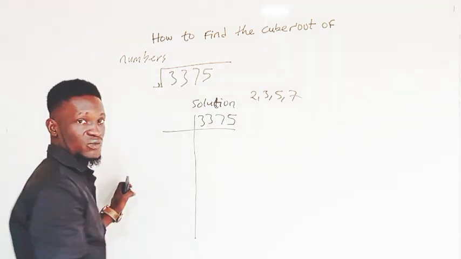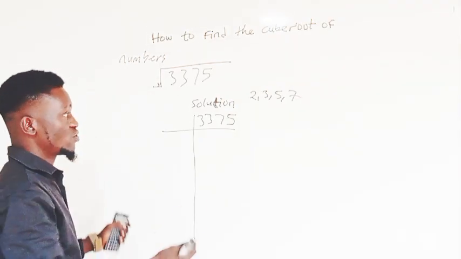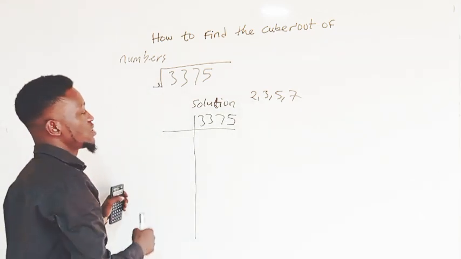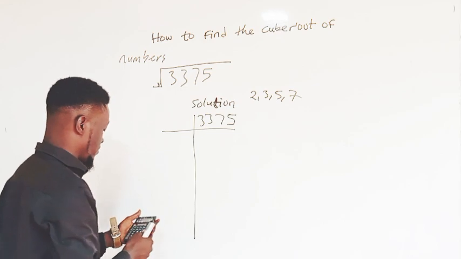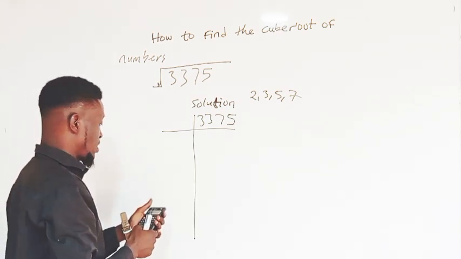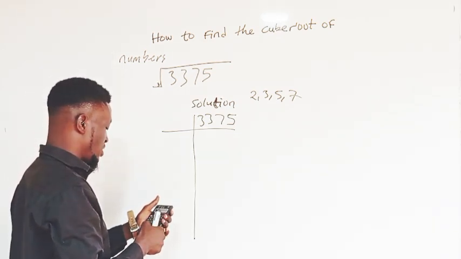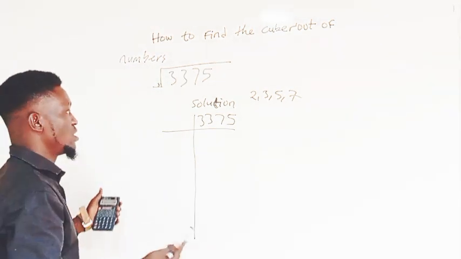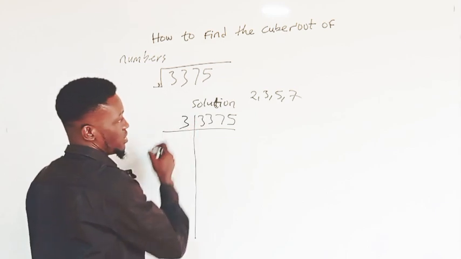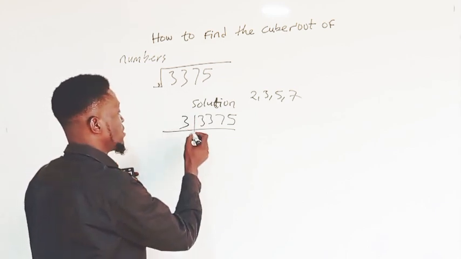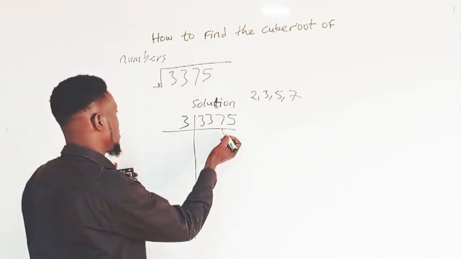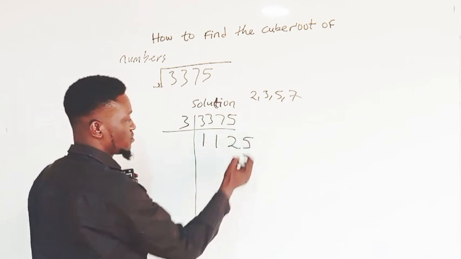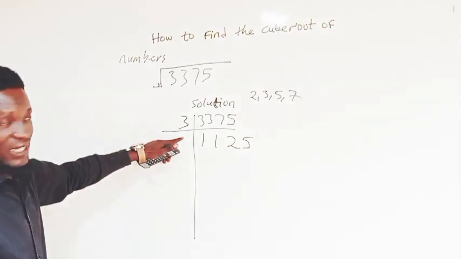3,375 cannot be divided by 2 because there will be a remainder. So I shift to the next number, which is 3. 3,375 divided by 3, there is no remainder, so I can use it. I'll write 3 here. If I use 3 to divide 3,375, I'm going to have 1,125.